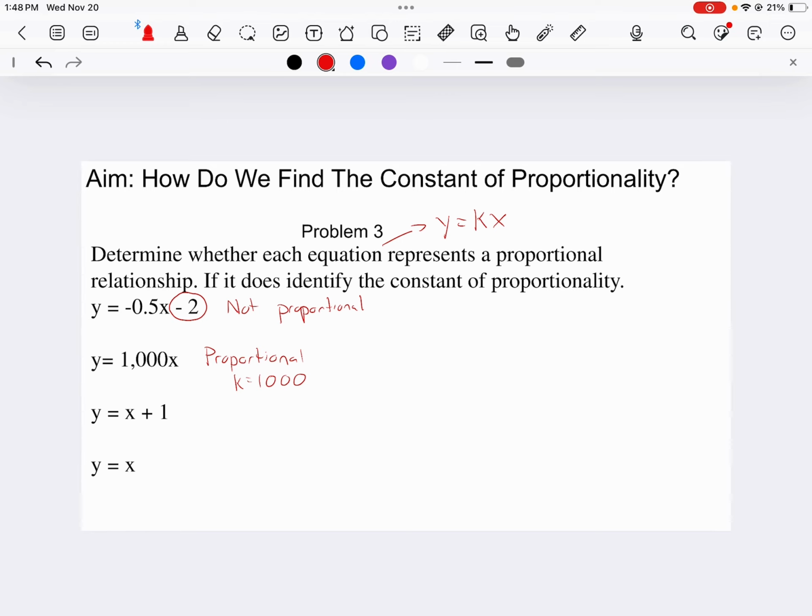The third one, y equals x plus 1. Since we have this plus 1 here, it's not just a constant times x, so this equation would not be proportional. And the last one, y equals x. It looks like there's no constant of proportionality, but we have to remember, when we just have y equals x, there's an imaginary 1 there. So this last one would be proportional, and our k value, or our constant, would be equal to 1.